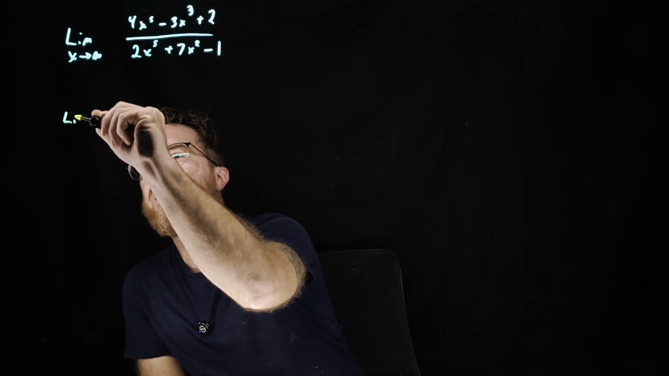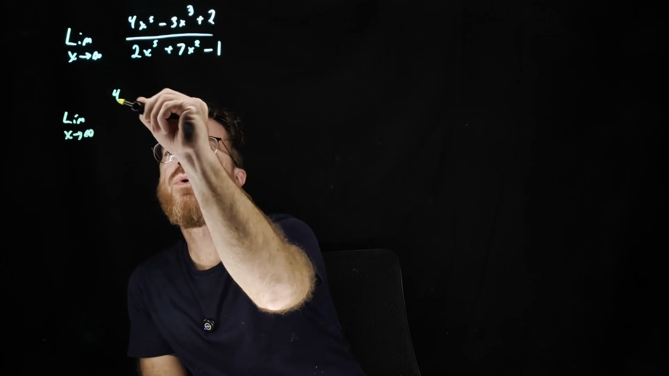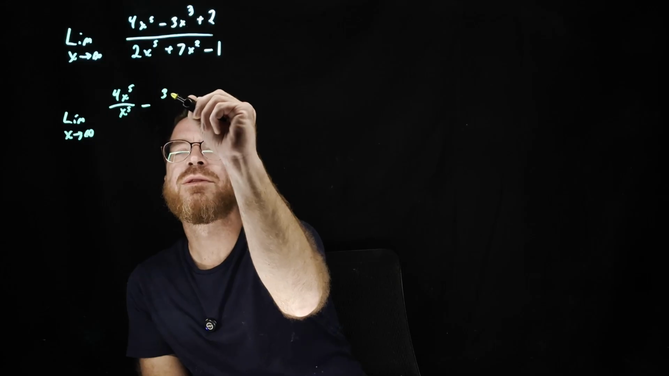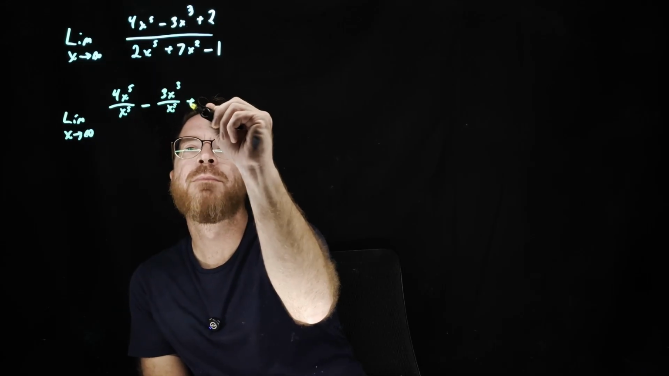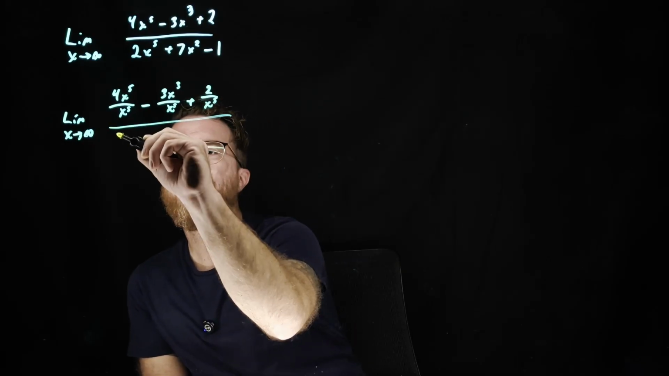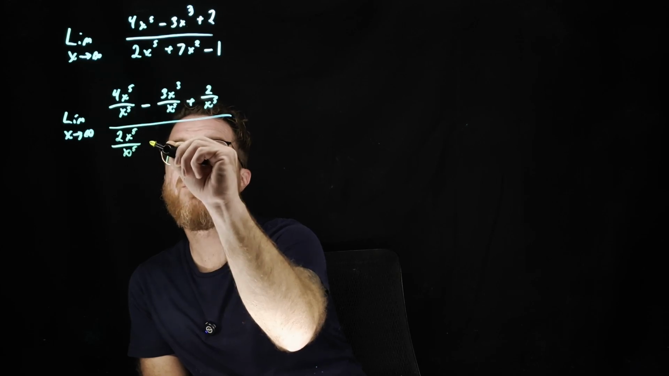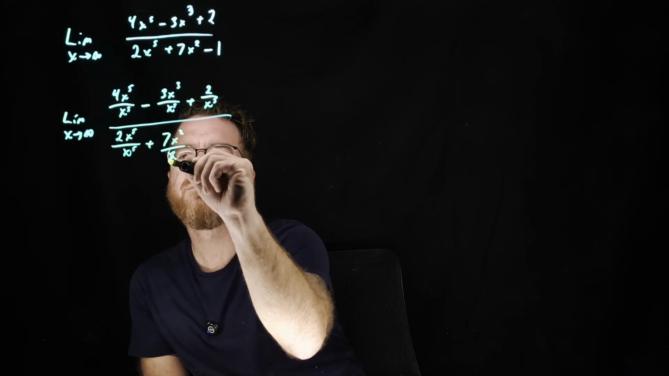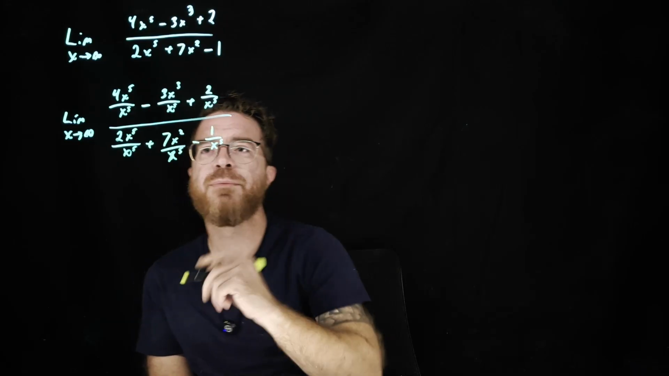So this is going to be the limit as x goes to infinity, 4x to the 5th power divided by x to the 5th power minus 3x cubed divided by x to the 5th power plus 2 over x to the 5th power, divided by 2x to the 5th power divided by x to the 5th power plus 7x squared divided by x to the 5th power minus 1 divided by x to the 5th power.